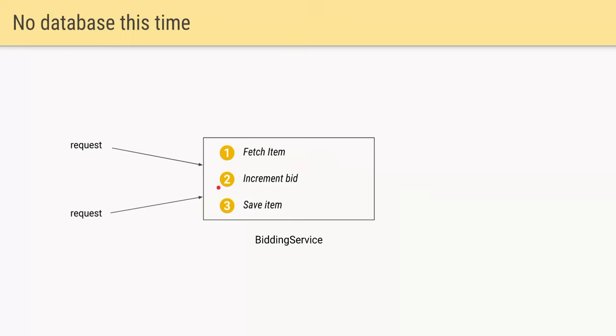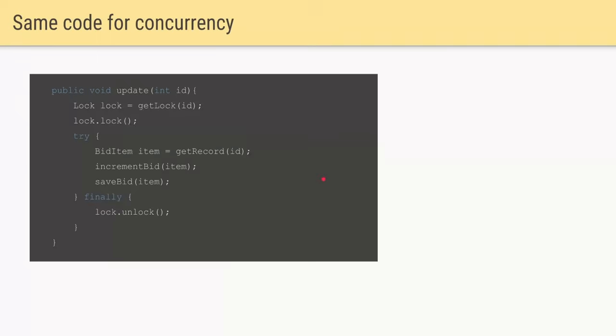Now let's change this use case a little bit. Now instead of having a database to save and retrieve the items, let's say all that is done within the memory itself. So this time we do not have any database. We are just going to store all the items in a map. The code for it will absolutely remain the same, because even though the item is in a map, we want to ensure that there are no concurrency issues, so we'll still have the concept of locks.